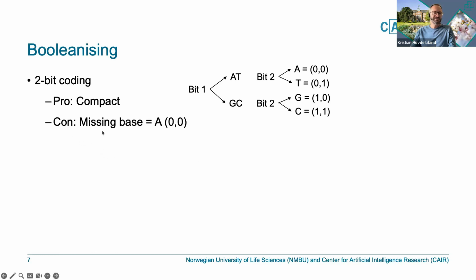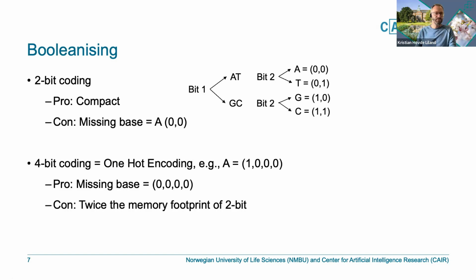The con here is that if you're having missing bases, which will be a problem, we have to use one of the other bases here as missing also. So we have chosen 0, 0, that's an A, to be missing and coding for an A. So that's a bit strange, but it actually works in practice.